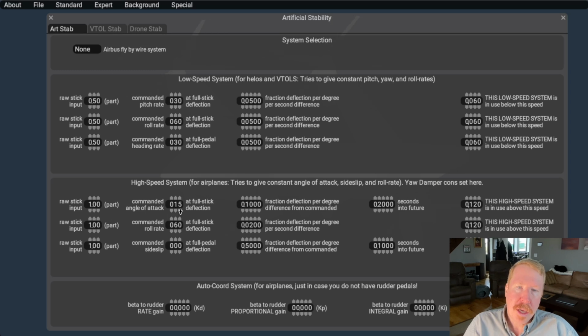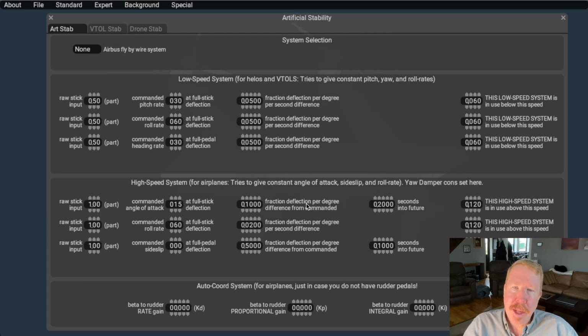And then we're going to command, let's say, 15 degrees angle of attack at full stick deflection. So you pull the nose all the way back. This flight control system is going to want 15 degrees angle of attack. Side slip at full pedal deflection, 0. So this thing's always going to try and hold 0 side slip. It's going to try and just keep the nose pointed straight ahead. But you still will get side slip because remember, the stick is being added. The flight control system just isn't adding in more desired side slip.